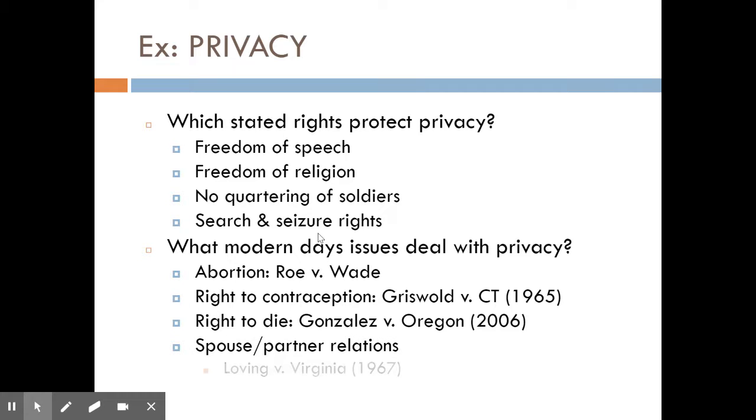Or spouse and partner relationships. Loving v. Virginia in 1967 struck down a state law in Virginia, not that long ago, that prevented interracial marriage. This was considered to be a matter of privacy. Or Obergefell v. Hodges, which dealt with same-sex marriage in 2015, struck down state laws that invalidated same-sex marriage. So again, privacy is something that has been protected by the Supreme Court, despite the fact that it's not listed in the Constitution specifically, because it relates to so many of the things that are.